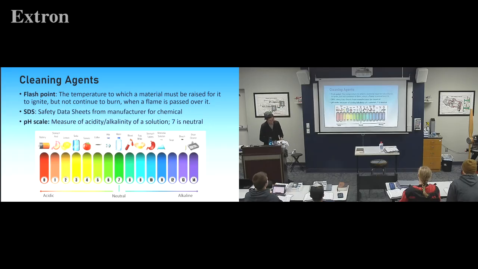So a high flash point means it needs to heat up really hot, like 200 degrees, before it will release fumes that will ignite. A low flash point means a very low temperature and it's going to ignite. So around aircraft, do we want something with a high or a low flash point? High flash point. We want really high temperature before it will ignite.